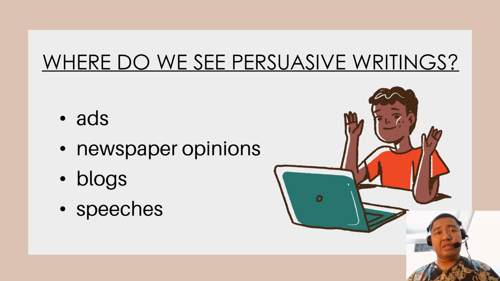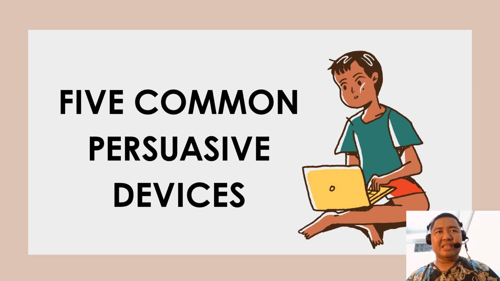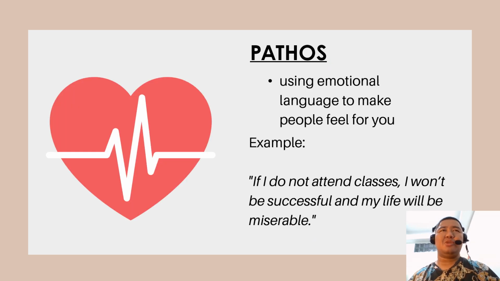Now, today we are to talk about the different reasons. What are the things that we should do in order for us to make an effective persuasive essay? So these are the five common persuasive devices. So we'll talk about them one by one. Let's start with pathos. So pathos uses emotions or emotional language to make people feel for you.